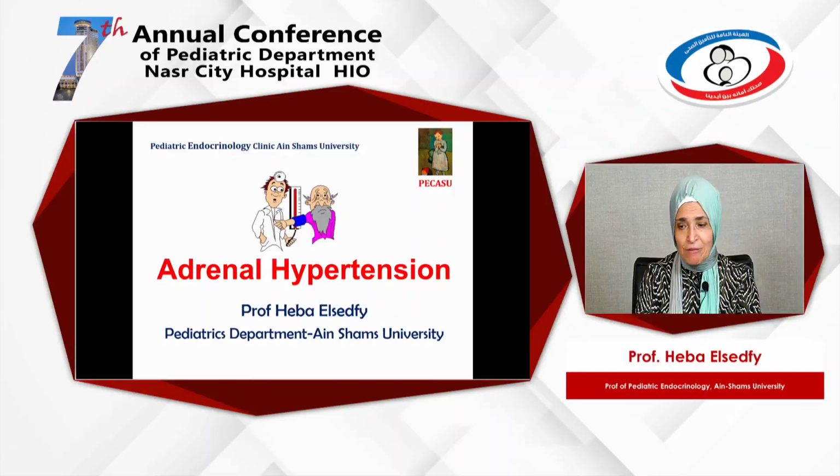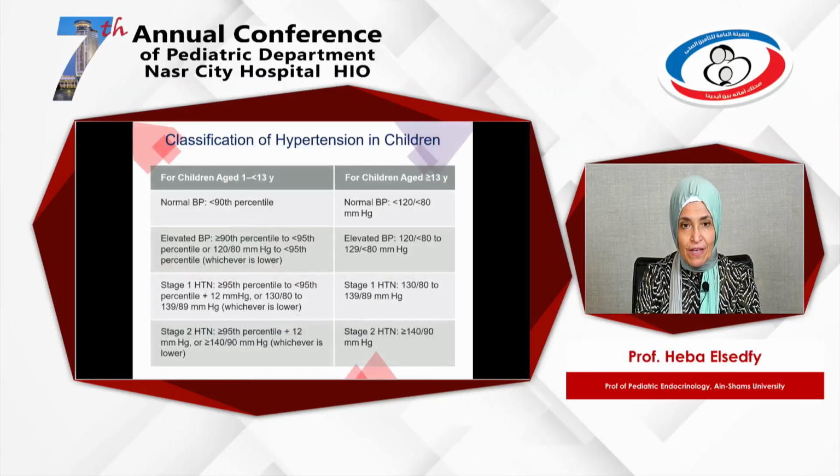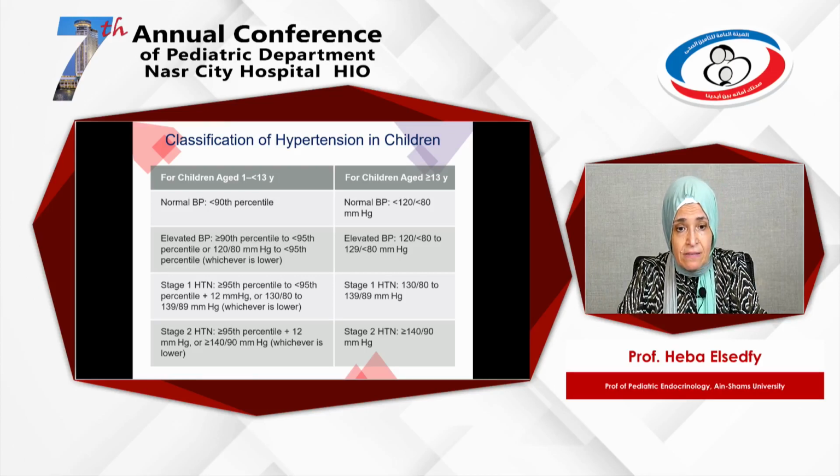Today's topic will be about adrenal hypertension. First of all, we have to know when we can consider a child to be hypertensive. So in children below the age of 13 years, elevated blood pressure is defined as more than the 90th percentile, and stage 1 hypertension if it's more than the 95th percentile, and stage 2 if it's above the 95th percentile plus 12 millimeters mercury.